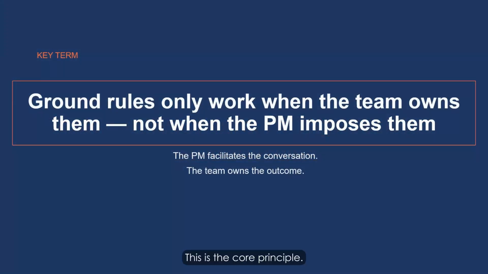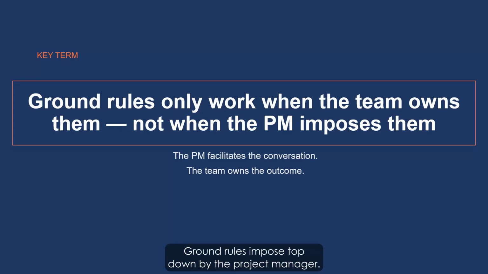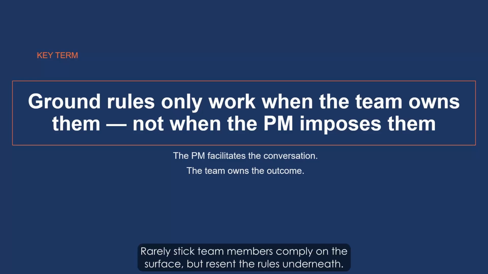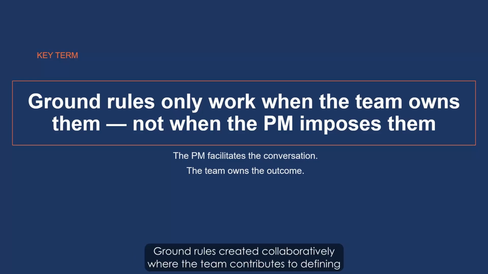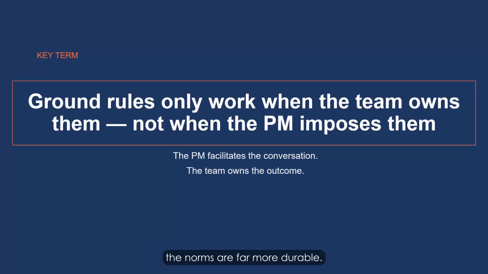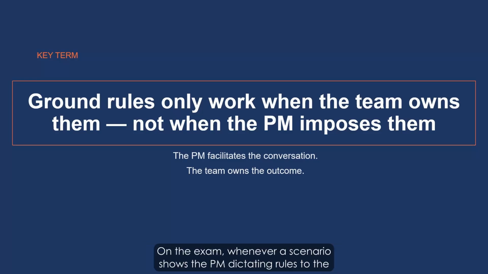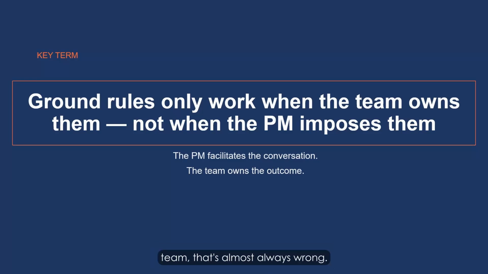This is the core principle the PMP exam tests on Task 12. Ground rules imposed top-down by the project manager rarely stick. Team members comply on the surface but resent the rules underneath. Ground rules created collaboratively, where the team contributes to defining the norms, are far more durable. On the exam, whenever a scenario shows the PM dictating rules to the team, that's almost always wrong. The PM facilitates the conversation. The team owns the outcome.